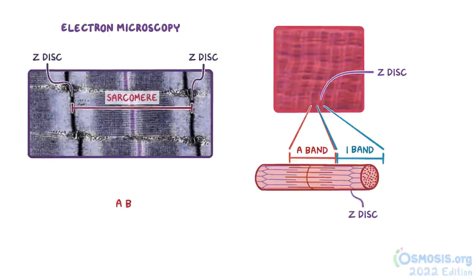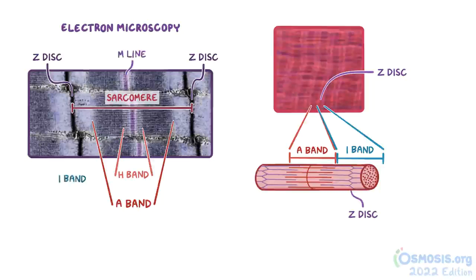The A band is still a thick dark band in the middle of the sarcomere, except now we can also see the lighter H band and M line that's found in the middle of the A band. Electron microscopy is typically black and white, but this image has been colored to show the M line in purple. And finally, the pale region surrounding the Z discs is the I band, which is the region that consists only of actin and no overlapping myosin.